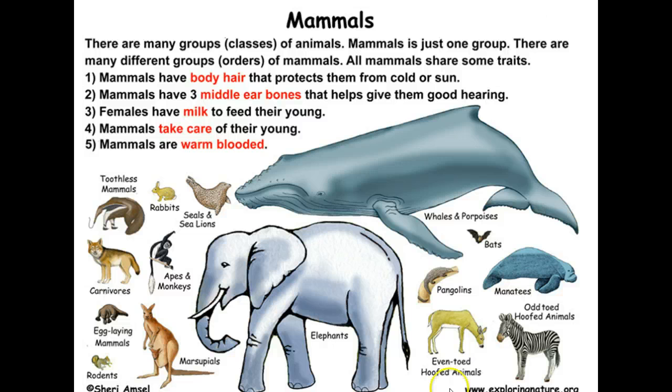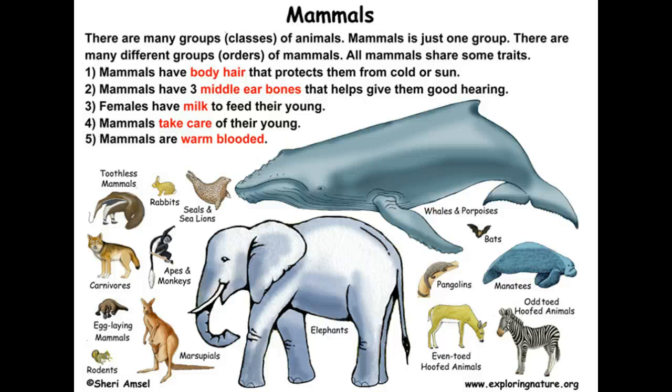Mammals, we know mammals pretty well. Well, at least we should, since we're part of the group Mammalia. There are many groups or classes of animals. Mammals is just another group. All mammals share some traits. Mammals have body hair that protect them from cold or sun. They have 3 middle ear bones that helps give them good hearing. They have milk to feed their young. They take care of their young, and mammals are warm-blooded.